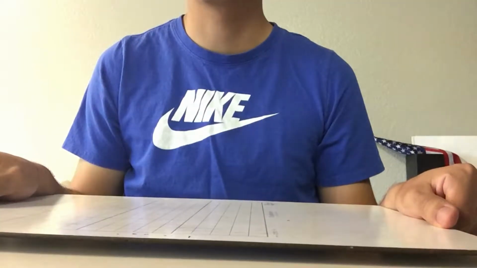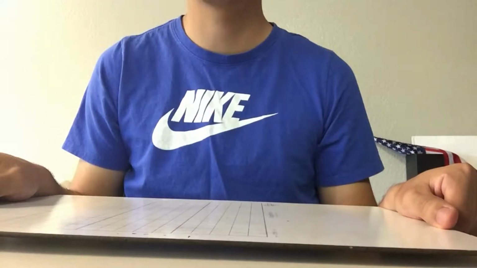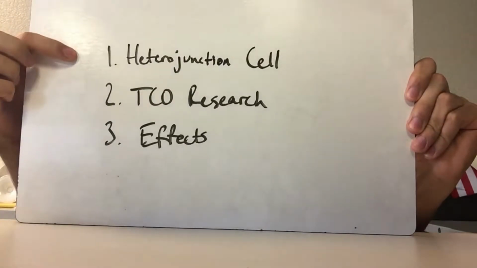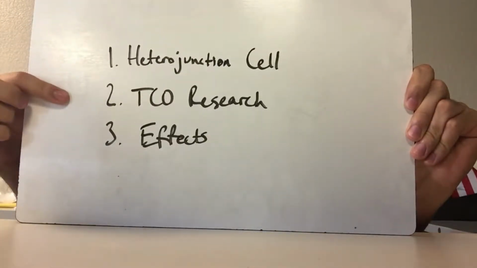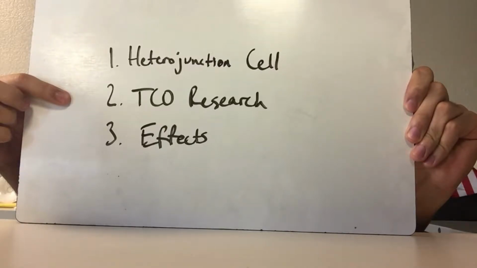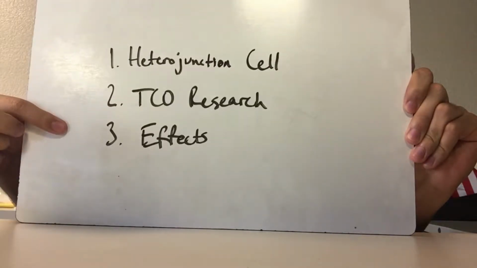Hello, Mass Solar here. This is part 2 of the two-part video series, A Glimpse of Solar. In the first part, we will run over what makes up a heterojunction cell, and in this video, we will talk about the research being done in transparent conductive oxide layers and what the possible effects are by implementing solar technology into society.